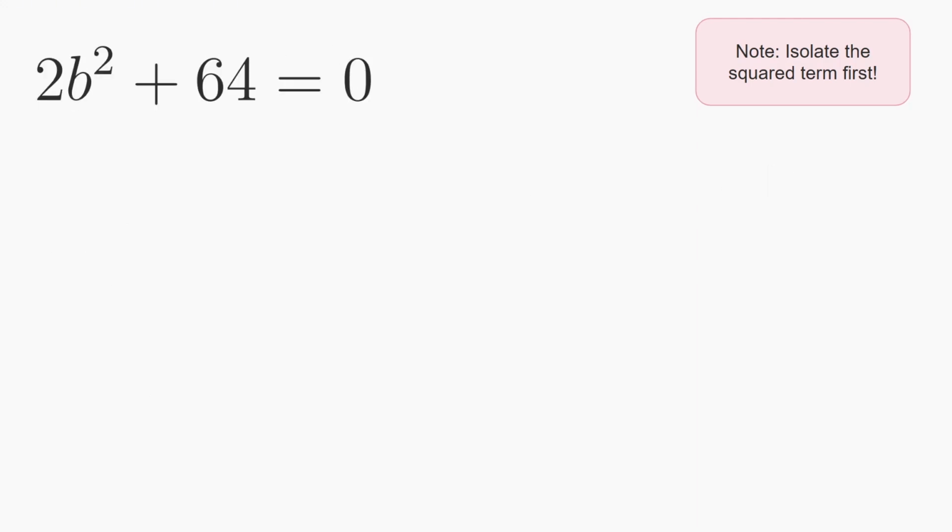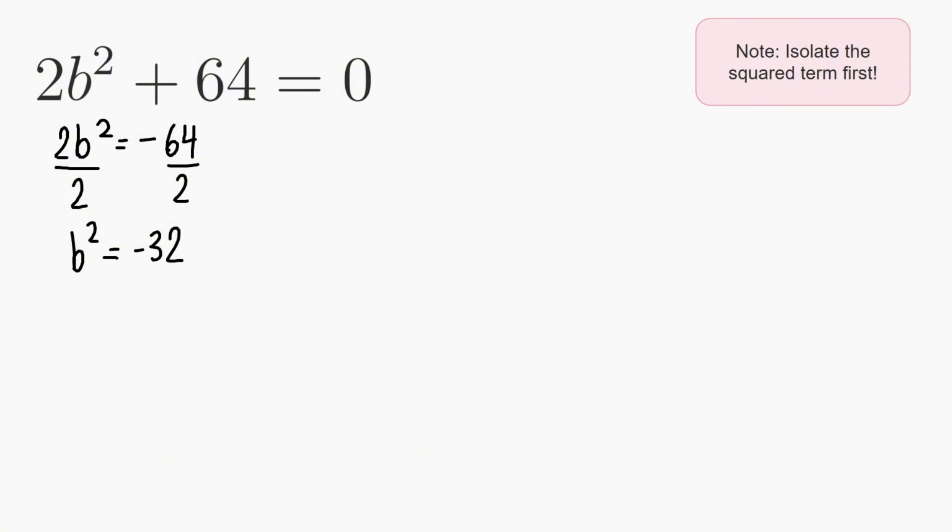Now, let's do 2b squared plus 64 equals 0. Our quadratic term is going to be this b squared, so we want to isolate this. Let's start by moving the 64 to the right. We get 2b squared equals negative 64. Now, we divide both sides by 2 to isolate that b squared, and we get b squared equals negative 32.